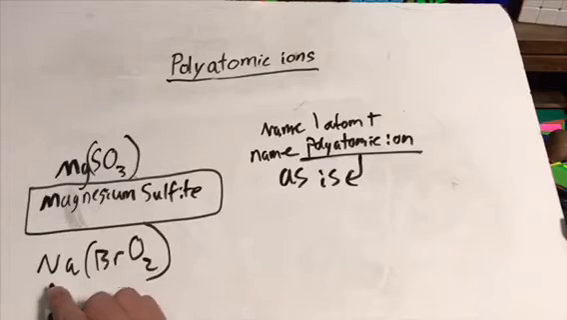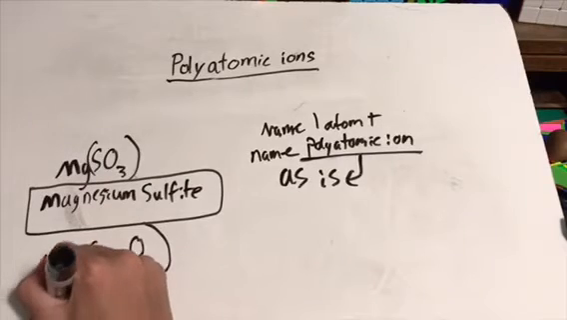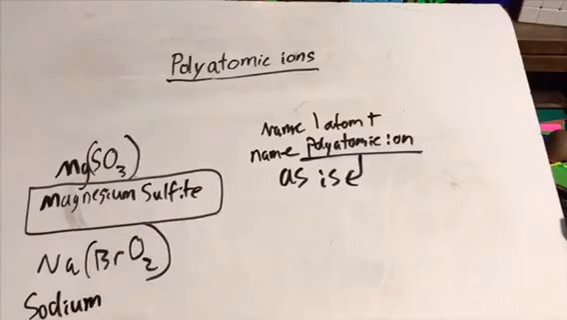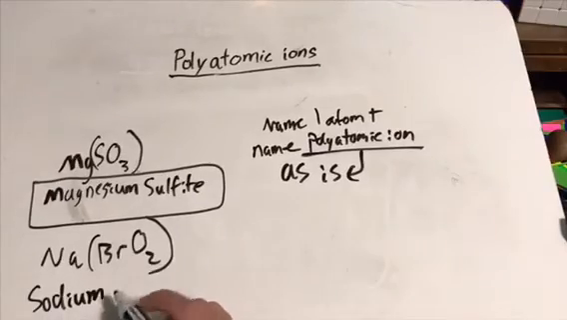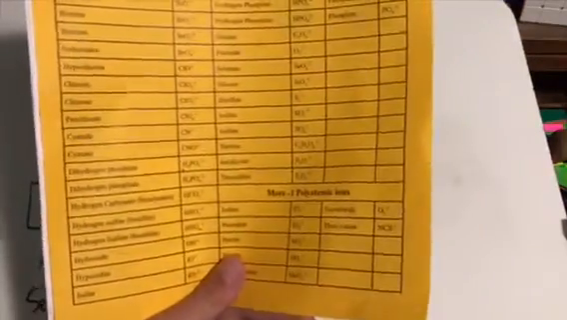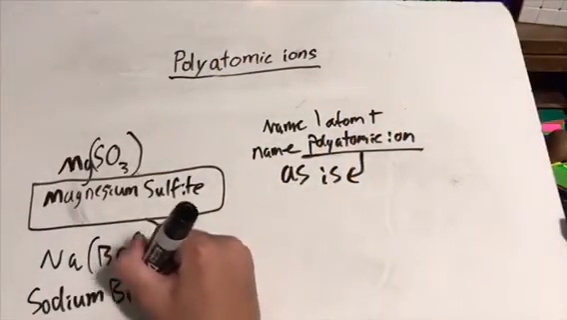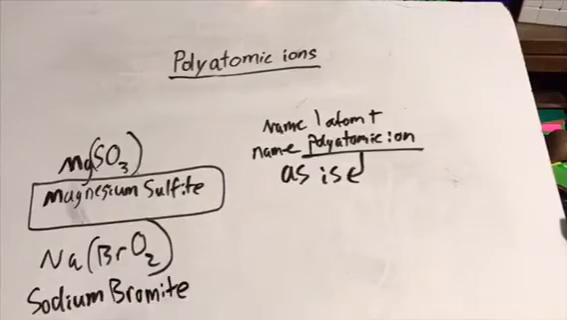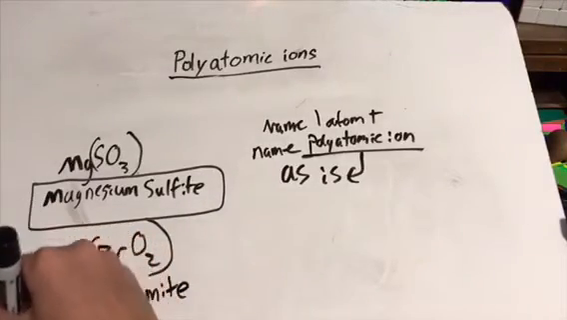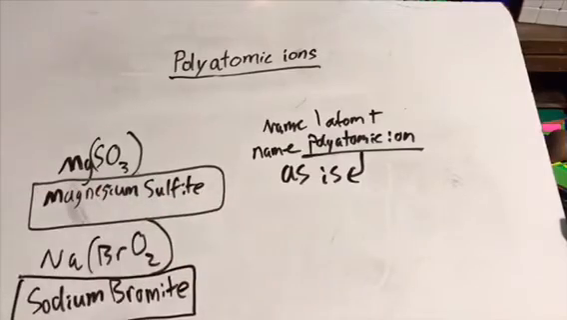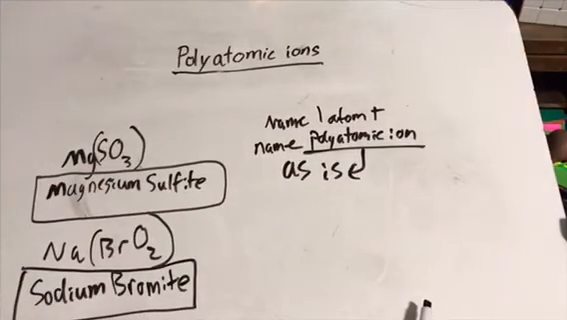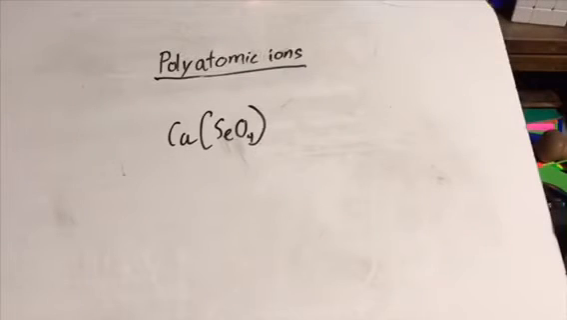Now go on to this next one, NaBrO2. Well, Na, we know, is sodium. Then BrO2, well, go back to your polyatomic ion sheet and look for BrO2. It's right here. That is bromite. The name of this compound would be sodium bromite. Alright, I'm going to clear this board and then write a couple of quick examples for you to try on your own.